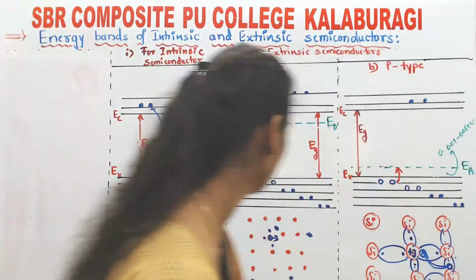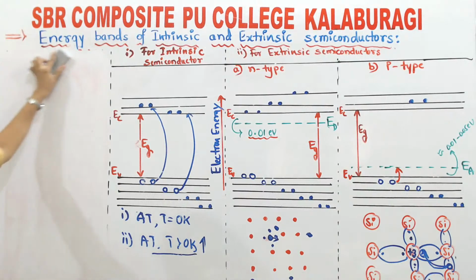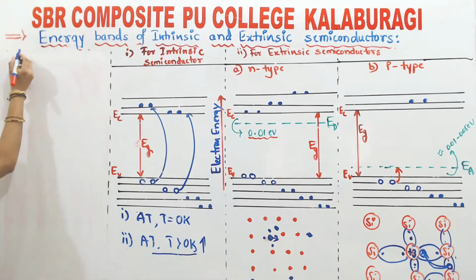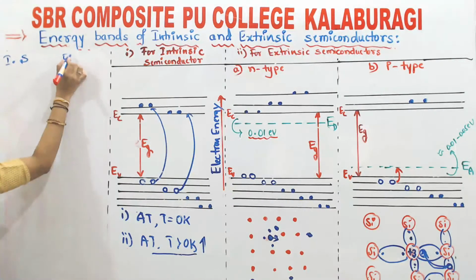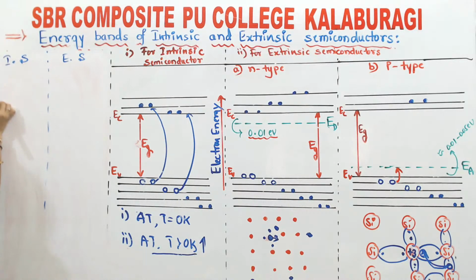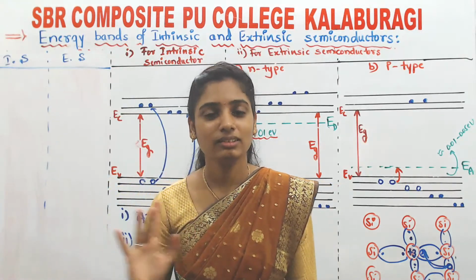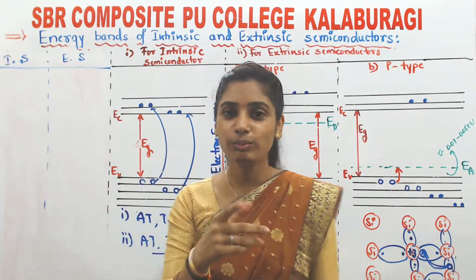Let's see here. We need this band diagram for differentiation, so let me keep these bands as they are. Coming to the intrinsic semiconductor and here extrinsic semiconductors. Let's look at this. Intrinsic semiconductors are nothing but the pure semiconductors, and extrinsic semiconductors are the doped semiconductors.